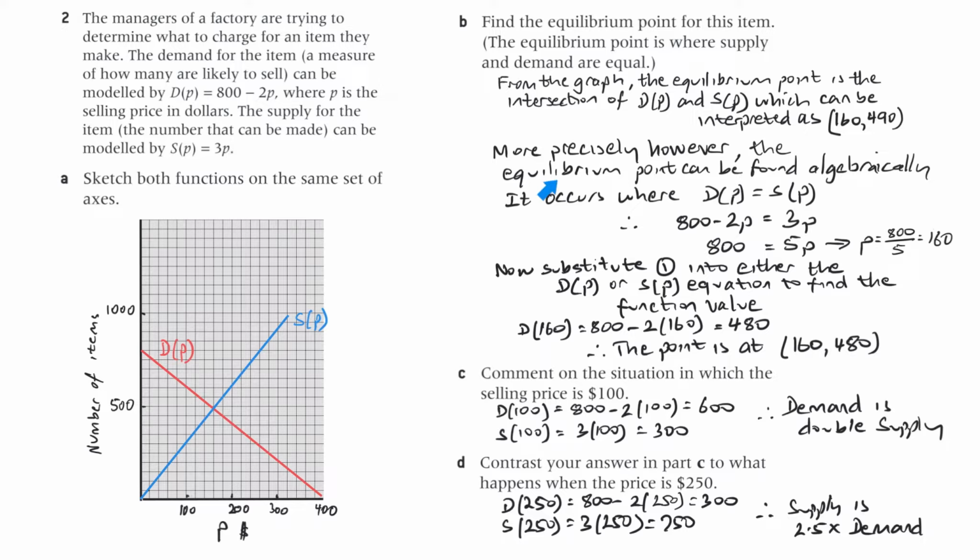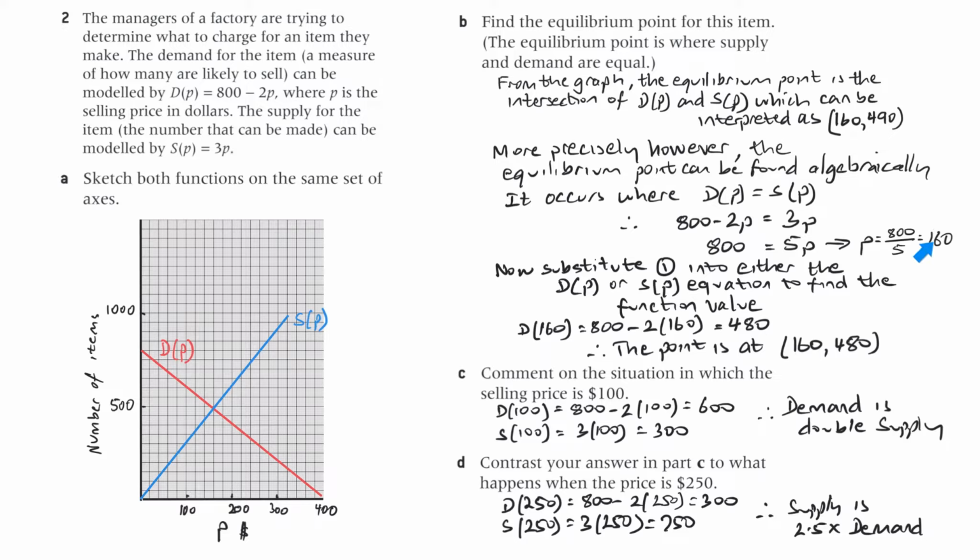More precisely, however, the equilibrium point can be found algebraically. It occurs where the functions equal each other. So we can take this part, 800 minus 2p, and put it on the left-hand side, because that's the demand function, and the supply function was 3p, and then we just solve for p, and we find that p is 160, which we saw up here, so that was fairly accurate.